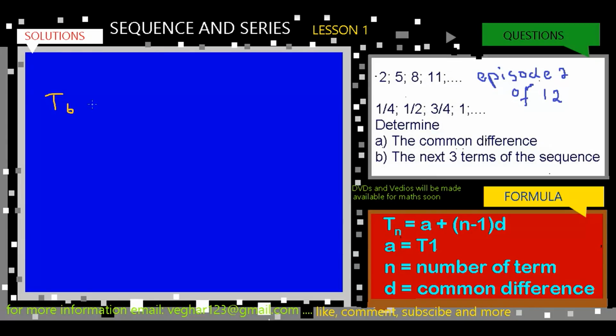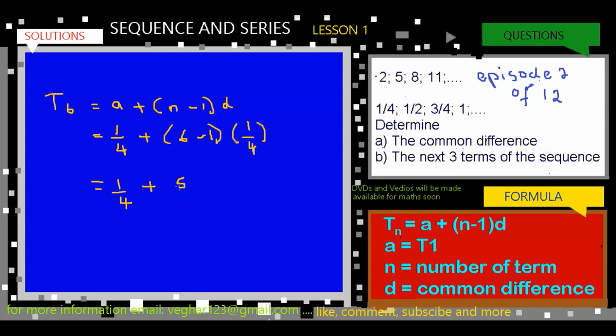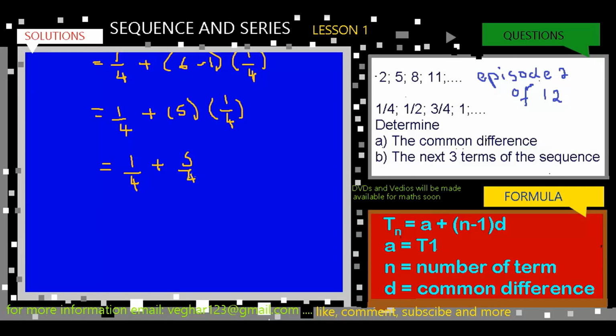Okay, term number 6 is a plus n minus 1 d. So 1/4 plus, n is 6, then d is 1/4. So 6 minus 1 is 5, times 1/4, gives 5/4. The common denominator is the same. Adding, we get 6/4, which is the same as 3/2.